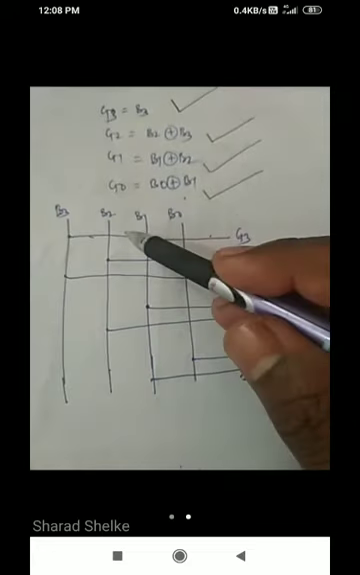From this you can draw the logic diagram. There are 4 inputs B3, B2, B1, B0. XOR gates are used: G3 for B3, then G2, then G1, and then G0. These are the 4 outputs and these are the 4 inputs.